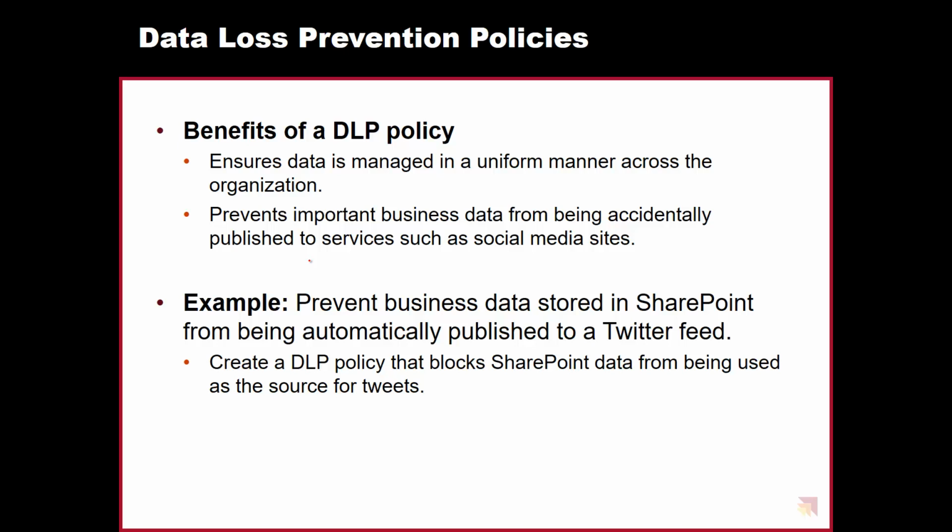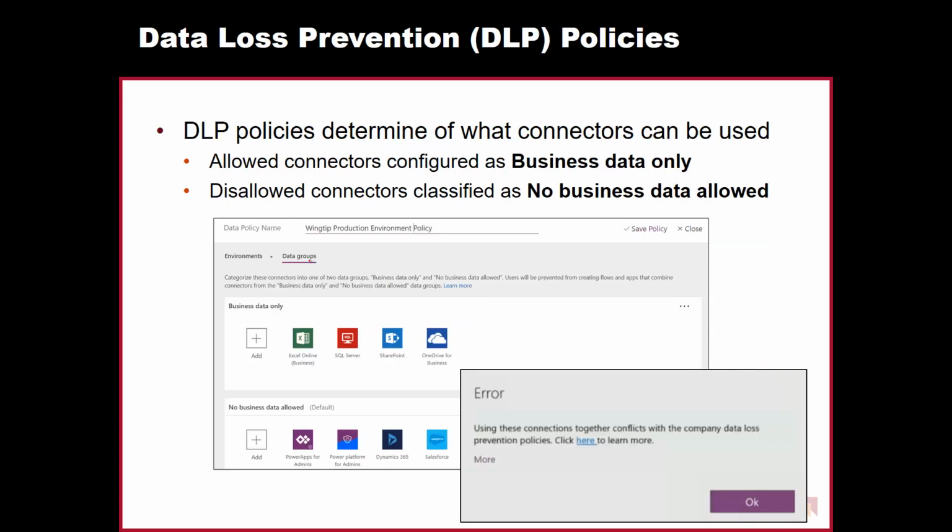Data loss prevention policies are what we use to define these. The benefits of a DLP policy: it ensures that data is managed in a uniform manner. It means we can't just casually call out to any data source that we want. It's also possible to take custom connectors, create connections, and have those added or prohibited from your data loss prevention policies as well. Once I configure the data loss prevention policies for a particular environment, and a user does something that violates them, they won't be successful. Instead, they'll get an error, like you see in the slide in front of you.